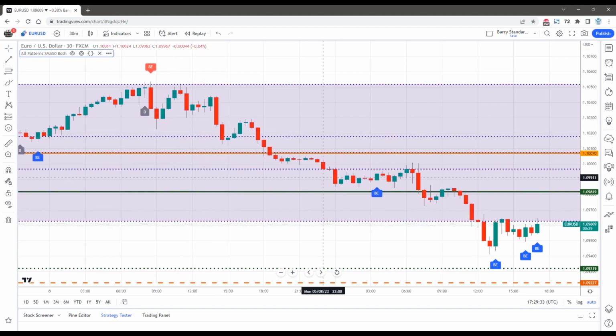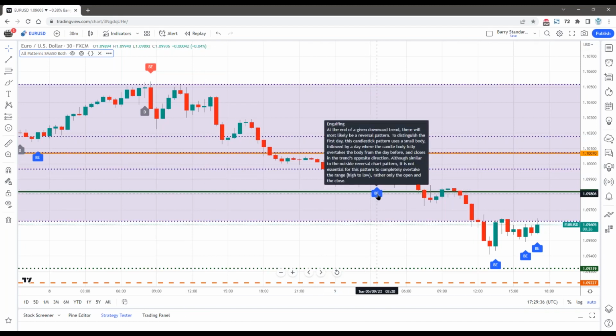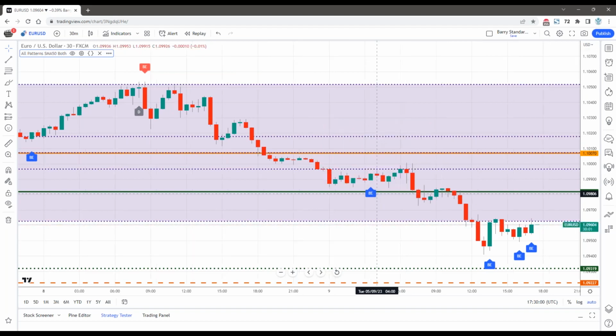And I sure don't care when it tells me that although similar to the outside reversal chart pattern, it's not essential for the pattern to completely overtake the range high and low, rather only the open and the close. And it'll go on and on and say, when you see this pattern appear and this has happened, this is what you should be doing. Forget it. A bullish engulfing tells you there's a possibility of a change in the market, but you have to see that bullish engulfing candle in relationship to what is happening around it.